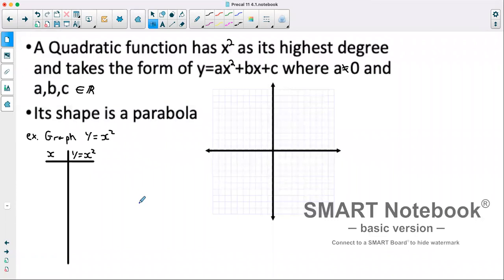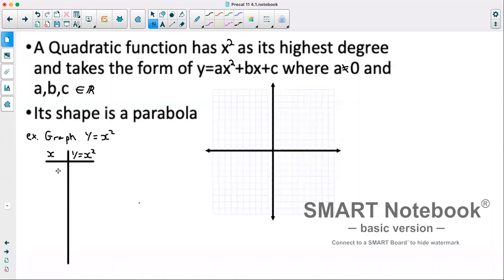Now, a cannot equal 0 because if a equals 0, that gets rid of our x squared term, and we're left with a linear function. Now, our basic shape of a quadratic is known as a parabola. We will graph our most basic form of a parabola to get the general shape.